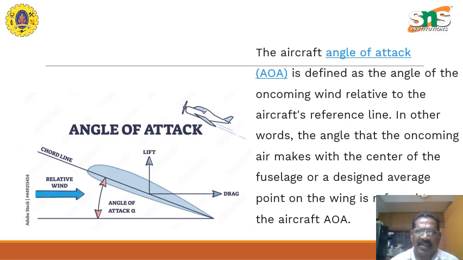Now, what is angle of attack? The aircraft angle of attack is defined as the angle of the oncoming wind relative to the aircraft reference line. In other words, the angle the oncoming air makes with the center of the fuselage or a designed average point on the wing is referred to as the aircraft's angle of attack. It's simply the angle the chord line of the aerofoil makes with respect to the direction of the wind. This is the angle of attack alpha.